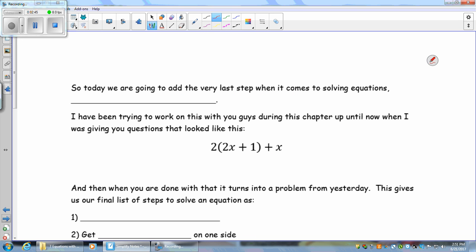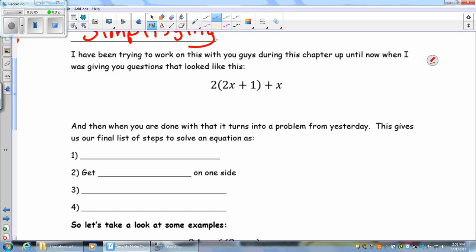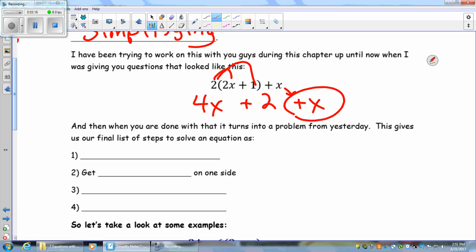So today we're going to add the very last step when it comes to solving equations, and that's simplifying. I've been trying to work on this with you guys during this chapter up until now when I was giving you guys questions that looked like this. So I would say, okay, let's simplify this. And hopefully by now you know that we need to distribute first. To get 2 times 2x is 4x. 2 times 1 is 2. And then drop down that x. And then say, oh, look, I can combine this x and this 4x to get 5x plus 2. And then after that, it's done, and it turns into that problem from yesterday.